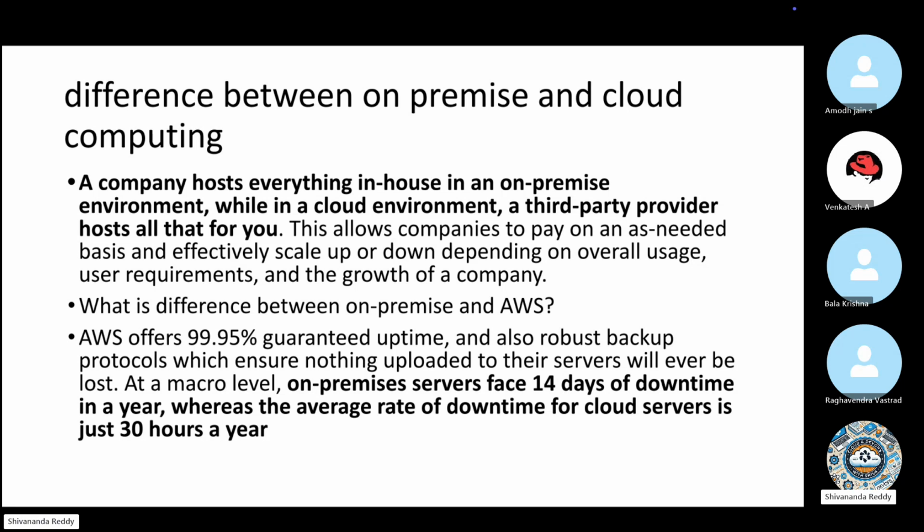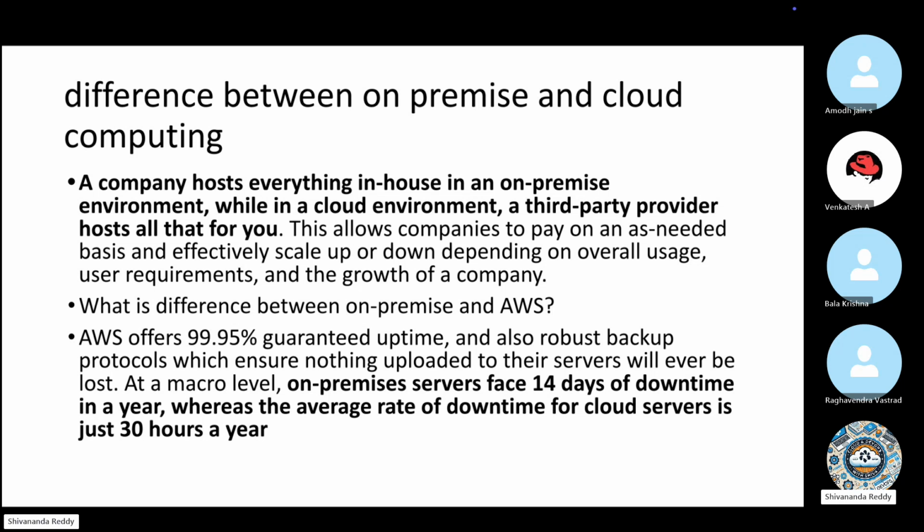Okay, next, what is the difference between on-premises and cloud infrastructure? On-premises, or another word I call it, a data center, versus cloud computing. Assume that a company hosts everything in-house in an on-premise environment, while in the cloud environment, a third-party provider hosts all that for you. This allows companies to pay as they need it.